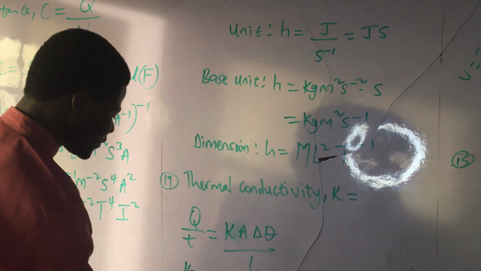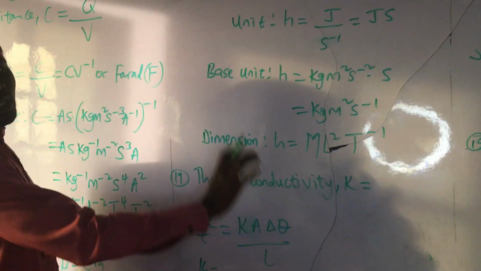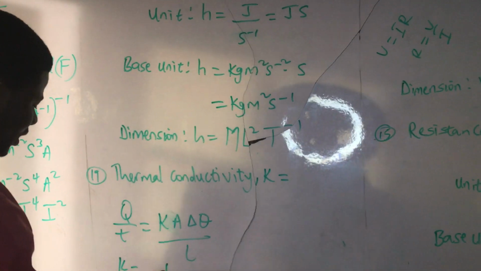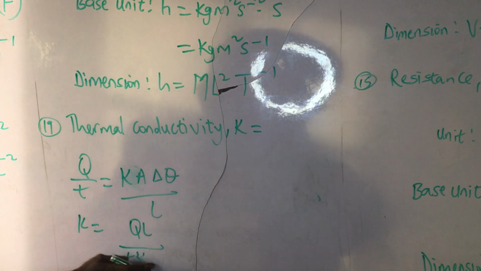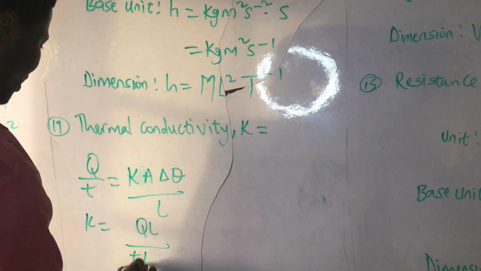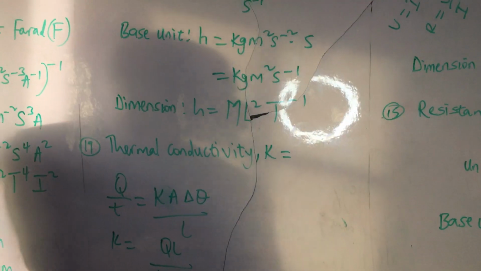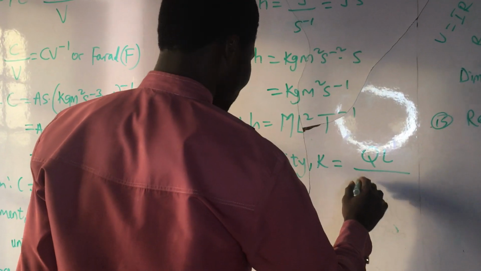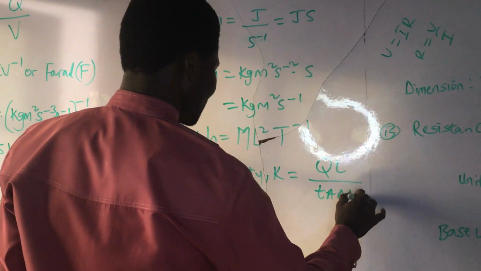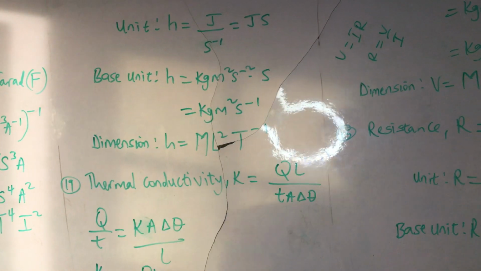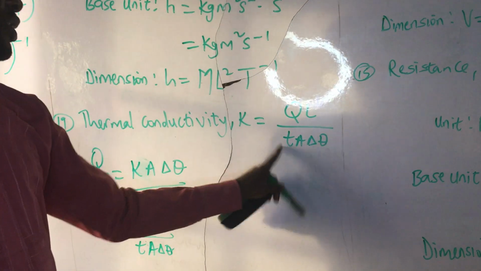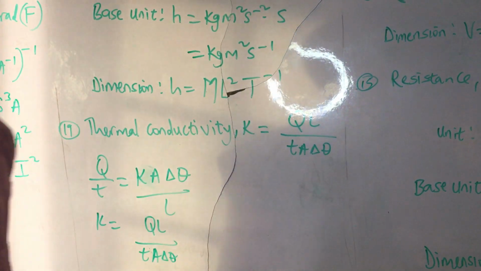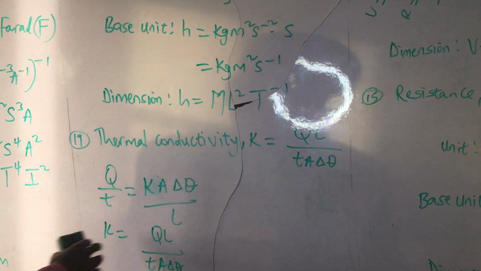From here now, K will be what? We're going to treat this when we get to heat as a topic. So K will give us QL over CA change in theta. So we can use that formula for it. QL over CA change in theta becomes the formula for thermal conductivity. Q is the quantity of heat, L the distance between 2 points, T the time taken, A the surface area, and change in theta the temperature difference between the 2 points.